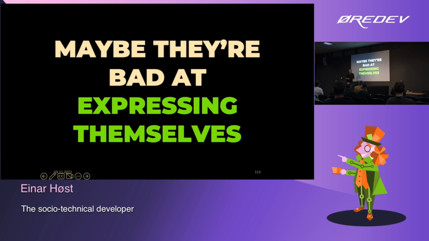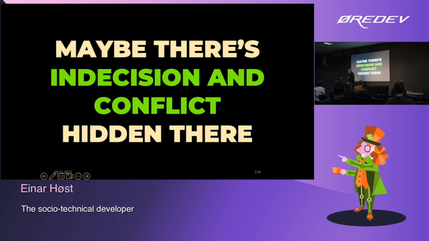And it could be very simple, and this is probably the most usual case. Maybe they're just bad at expressing themselves, or they left out some important context because they thought it was implicit and it wasn't. This happens all the time. But it could also be that there's a deeper problem. There might be some indecision and conflict hidden there. Maybe you have different stakeholders who have different opinions about what this task should be.